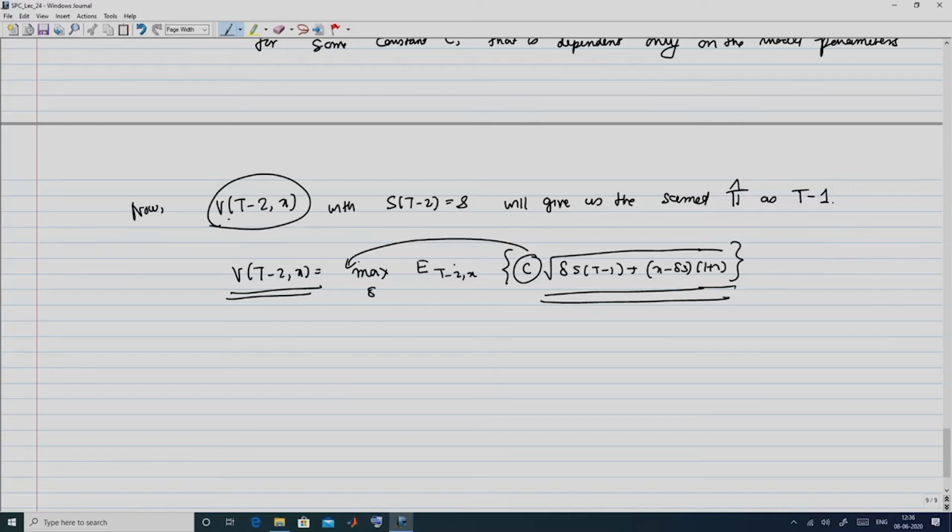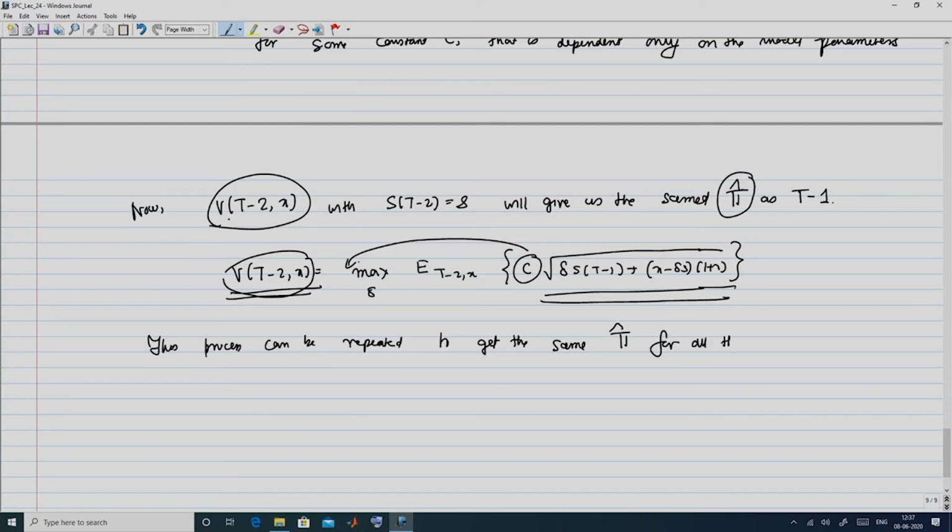Accordingly, this means that even in this step the pi hat will remain the same, and this will hold true for all the preceding steps. The only thing that will change from step to step is the value function, the constant in the value function. So generically, this process can be repeated to get the same pi hat for all the intervals.